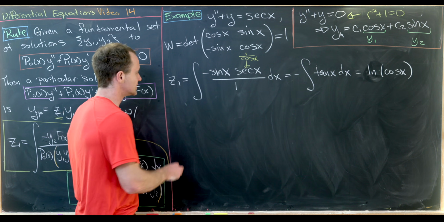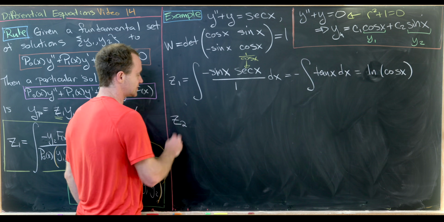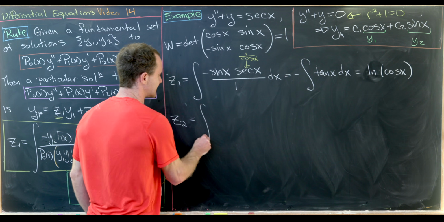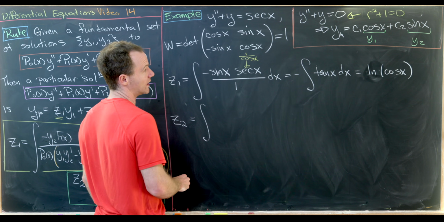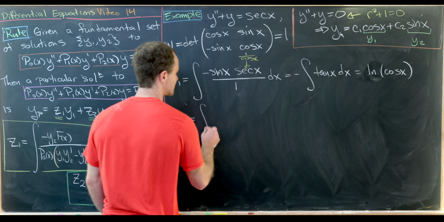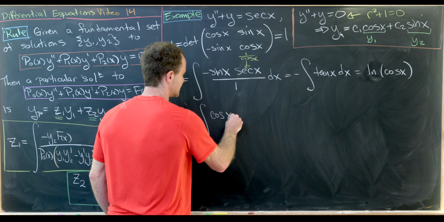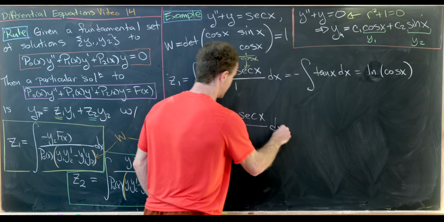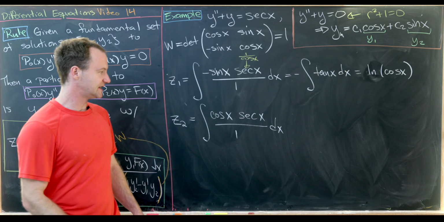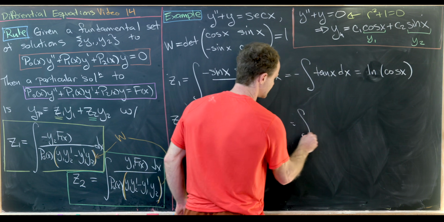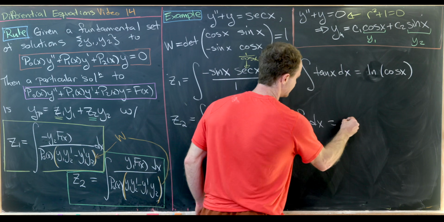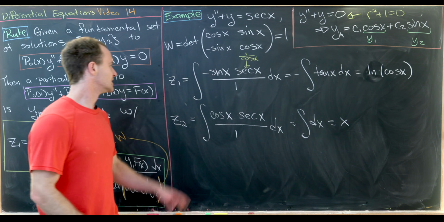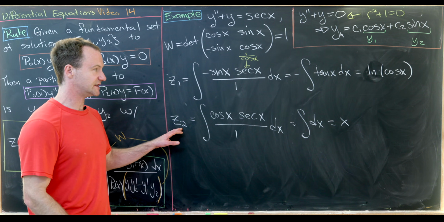Okay, nice. So now let's calculate z2. So that'll be the antiderivative of y1. Notice that y1 is cosine of x times secant of x, again over 1. But cosine of x times secant of x is just the number 1, so that gives us the antiderivative dx, or x. So here we've got our z1 and our z2.